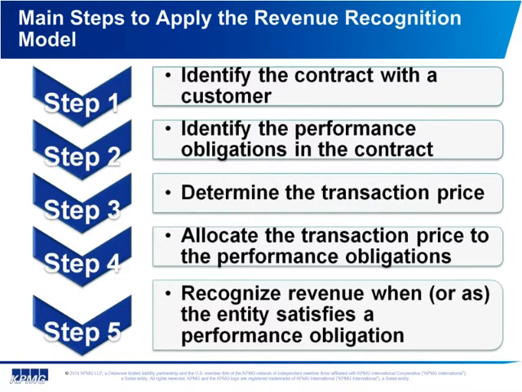The 5th step is to recognize revenue when or as the entity satisfies a performance obligation. Each performance obligation is evaluated to determine if it is satisfied at a point in time or over time. If satisfied over time, the entity will need to determine an appropriate measure of progress towards satisfying that performance obligation. If satisfied at a point in time, the entity will need to determine the point in time when control transfers to the customer.